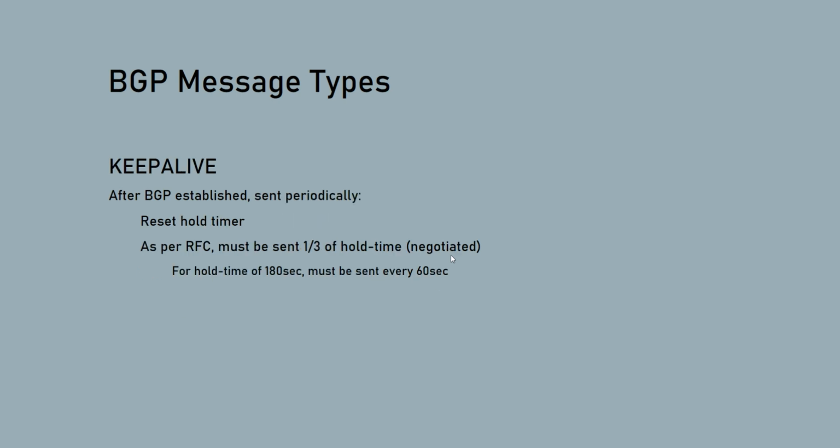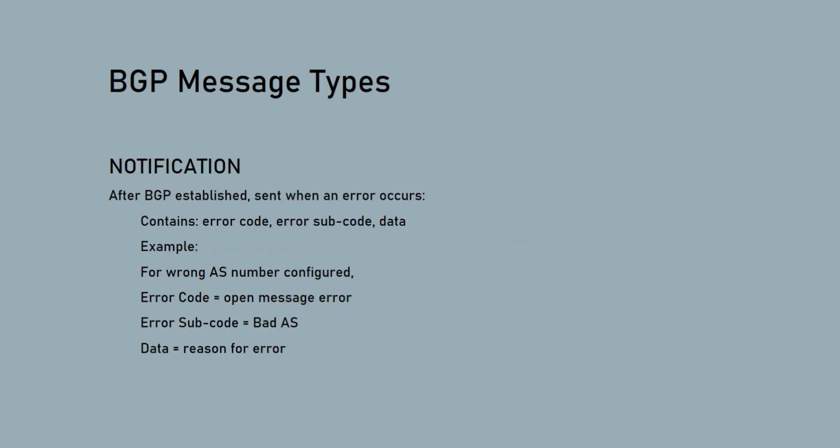Keep alives are sent once BGP is established, periodically as configured. As per the RFC, keep alive messages must be sent at 1/3 of the negotiated hold time. For example, if peers negotiate a hold timer of 180 seconds, then keep alives will be sent every 60 seconds. And if a peer does not receive any keep alive message within the hold timer, it will declare the neighbor down. After receiving a keep alive message, the hold timer is refreshed.